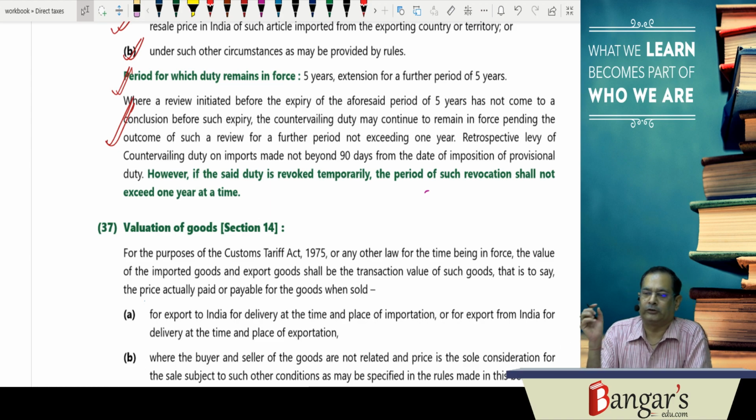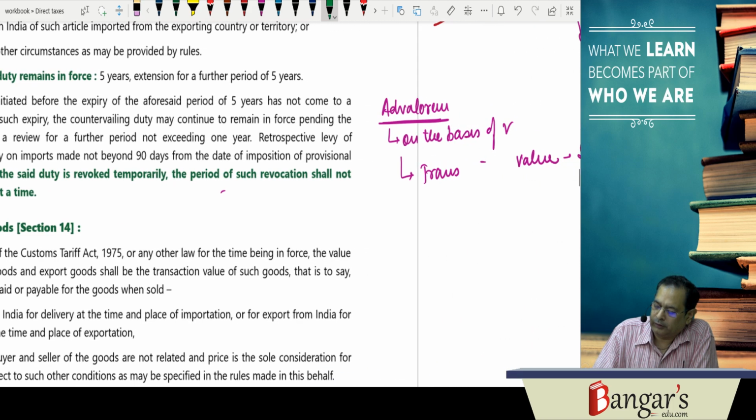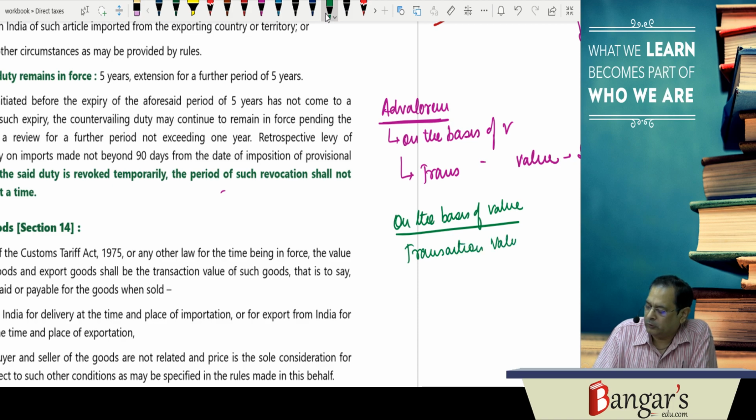Now in the last lecture, we have discussed the classification of the goods. Now in customs, duty can be levied on ad valorem basis. Ad valorem is basically on the basis of value. Now the value can be either the transaction value of the goods under section 14(1), or it can be the tariff value under section 14(2).